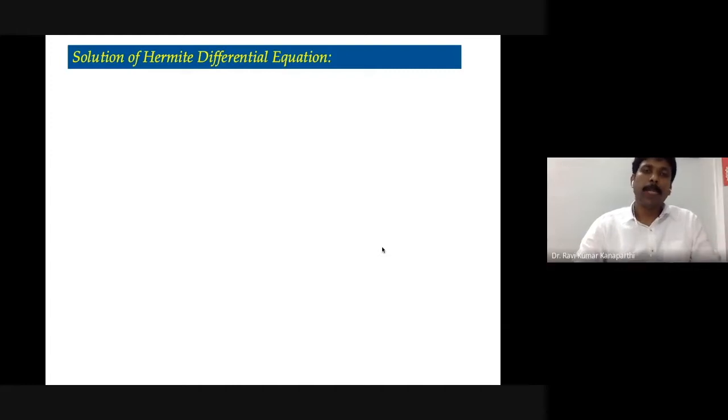Good evening, students. We will continue our discussion on the harmonic oscillator problem, and we obtained a Hermite differential equation in the previous class. If we can find the solution for the Hermite differential equation, then we can plug that value into the total solution, that is psi of z is equal to h of z multiplied by e to the power minus z square by 2. The product of these two will give us the complete solution of the simple harmonic oscillator.